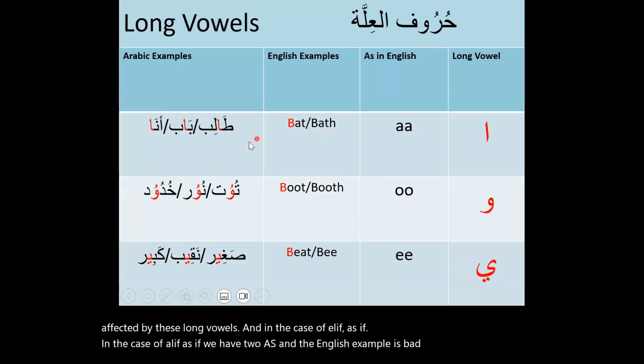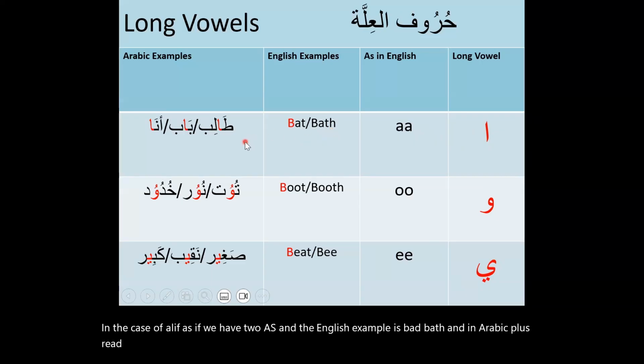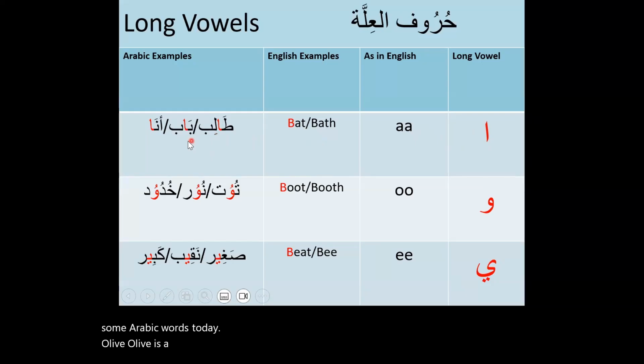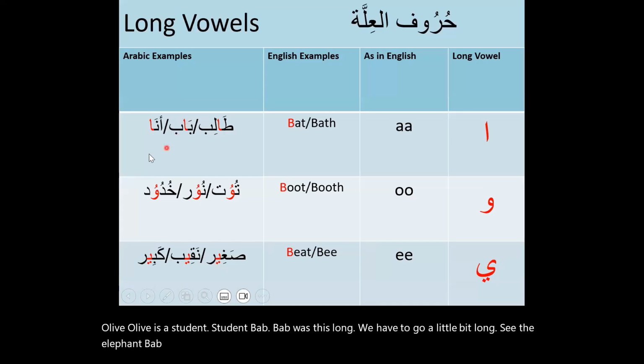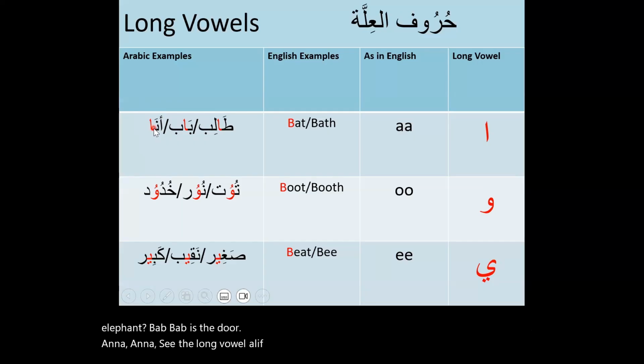Let's read some Arabic words today. طالب. طالب is student. باب, bab. Because it's long, we have to go a little bit long. See the alif, bab. Bab is the door. Ana. See the long vowel alif. Ana is I am or I.